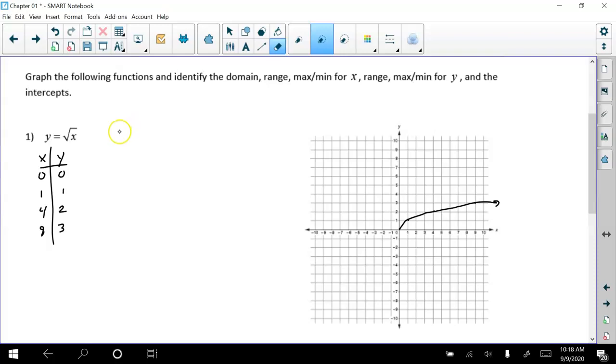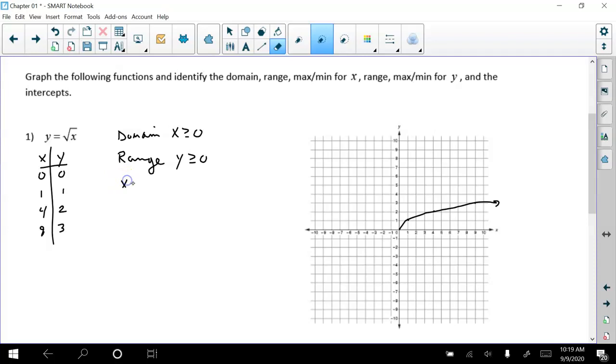So for our domain, which is all of our input values, we can't use negatives, but we can use anything including 0. So we're going to have our domain be x is greater than or equal to 0. Those are all the input values we can use. Our range, our output values, our values for y, are going to be greater than or equal to 0. We'll never have a negative output for this.